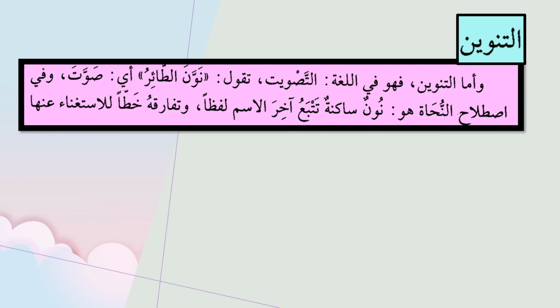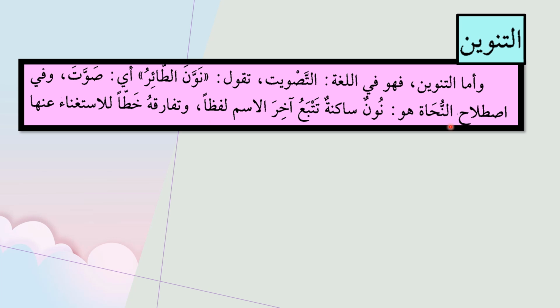The next sign that we are going to learn is the tanween. So let's see what a tanween is. In linguistic meaning, tanween is tasweet, which means sound. An example is 'nawwana at-tair', meaning the bird made a sound. Nawwana has a synonym, which is sawwata. So here in grammar it is not a questioning tool, but it means 'that is, sound', to make a sound.